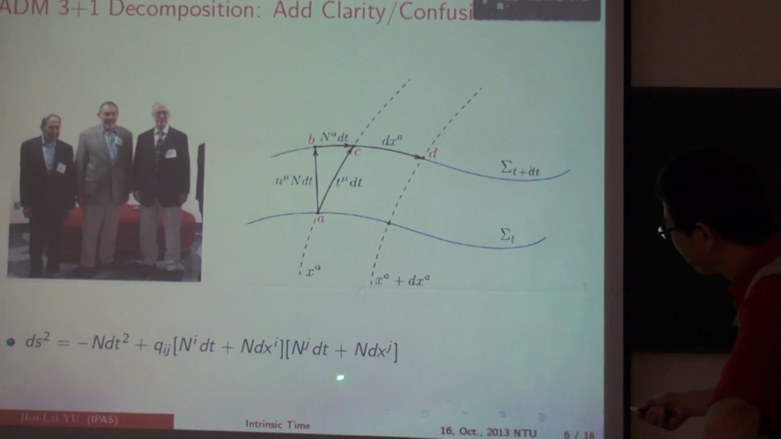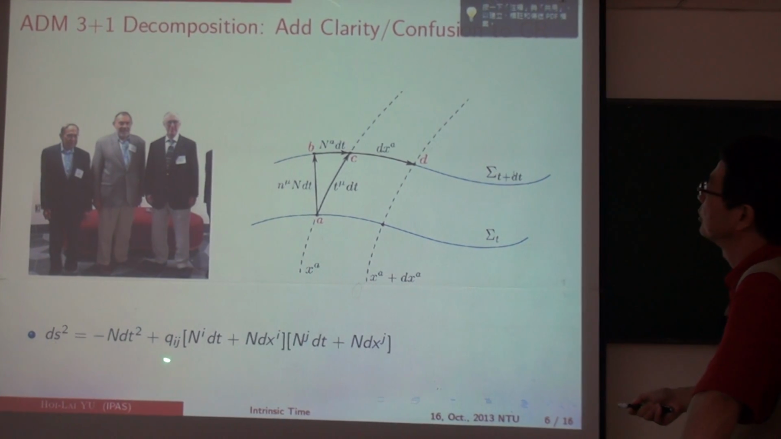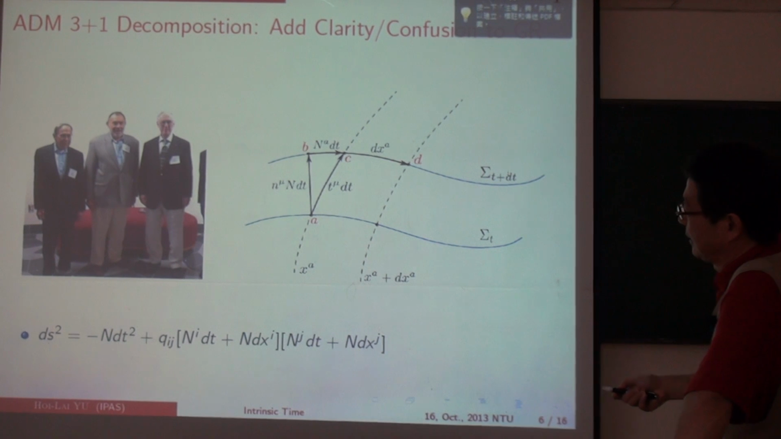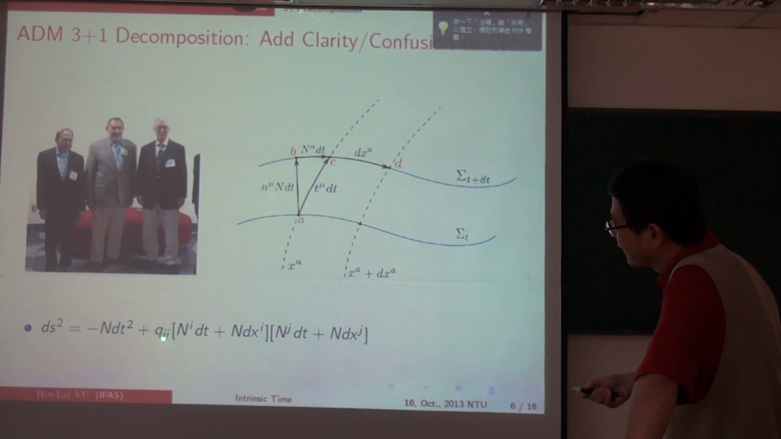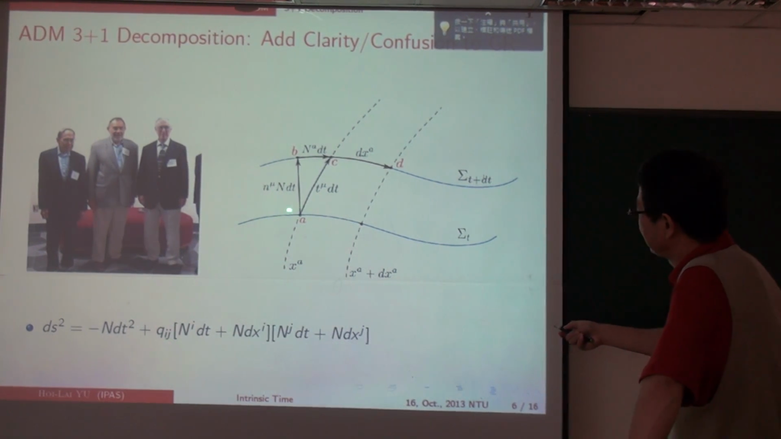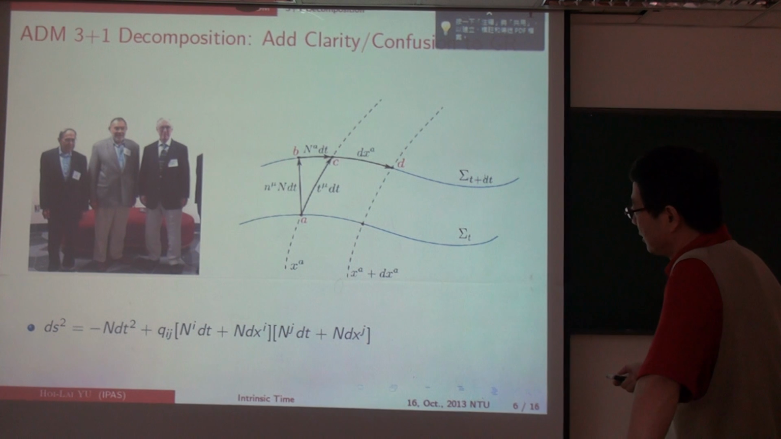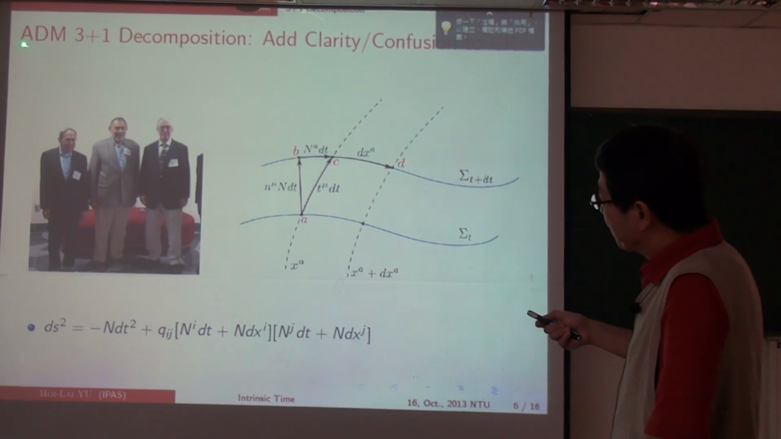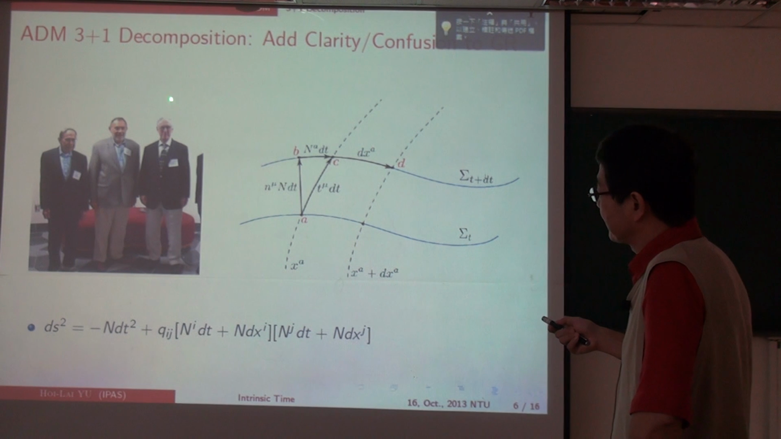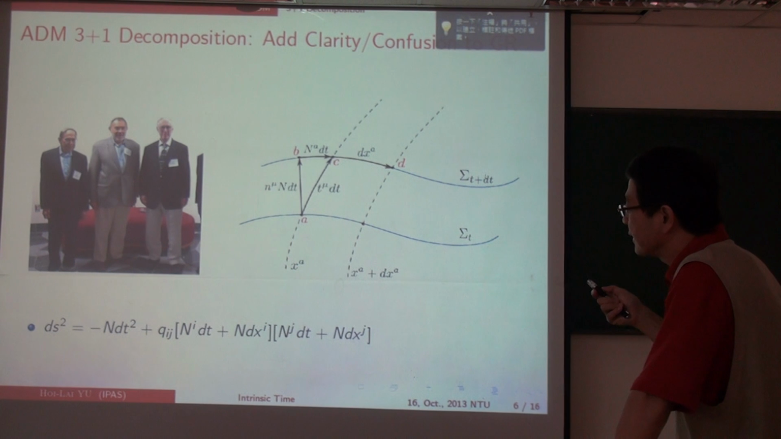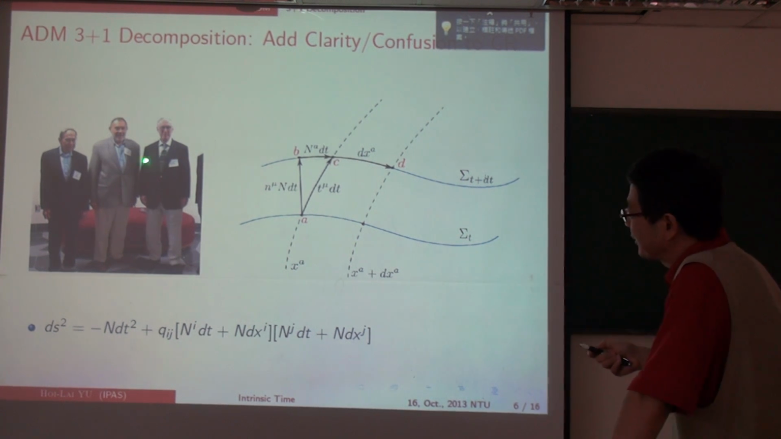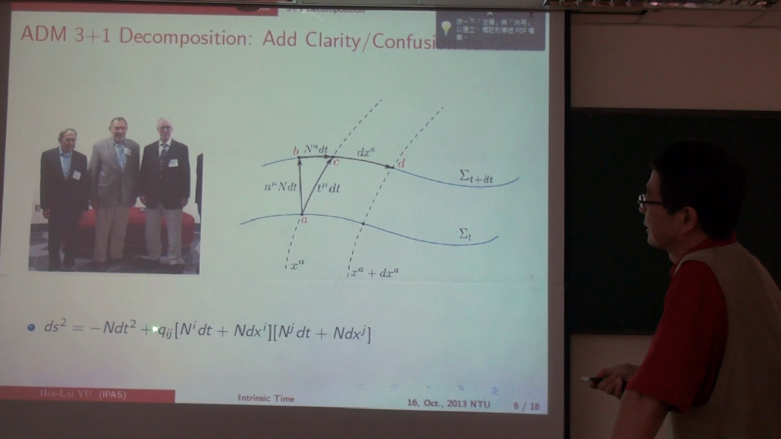It still can be decomposed into the time part and the spatial part, where Qij is the three-dimensional spatial matrix defined on this hypersurface. So the important point of ADM is that given any G nu mu, any matrix, you can do this decomposition. And this is always doable.